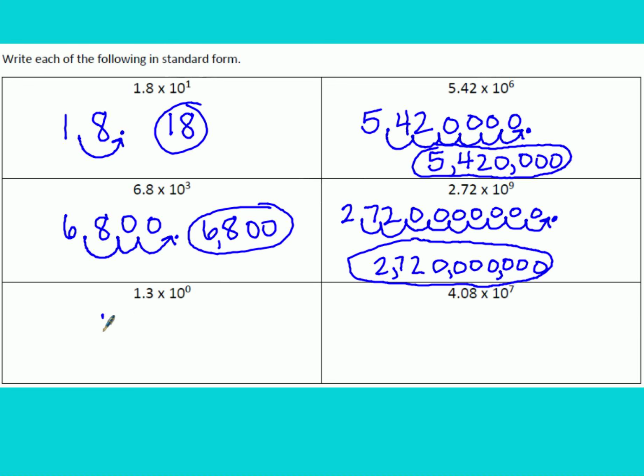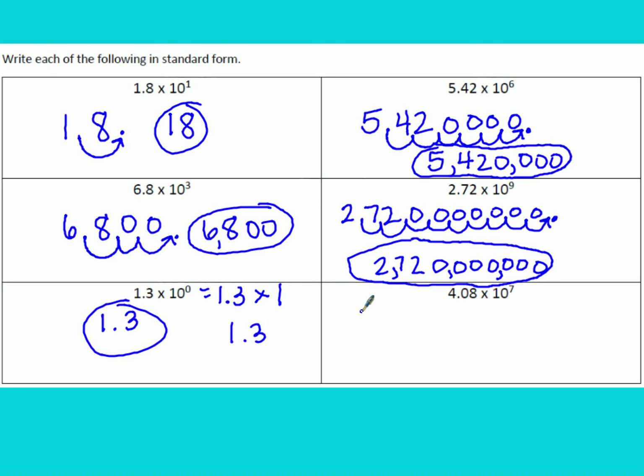Next example, we have 1.3 times 10 to the 0. So our exponent is supposed to tell us how many spaces to move our decimal, but 0 means we're not going to move it at all, so it just stays 1.3. Another way to look at that is remember that 10 to the 0 power, or any number to the 0 power, just means 1. So really we could rewrite this as 1.3 times 1. Anything times 1 is just itself, so 1.3 again.